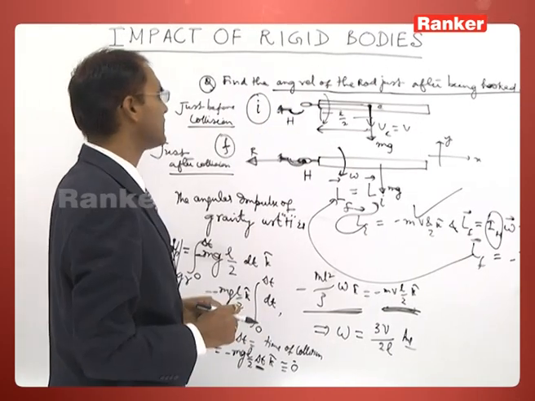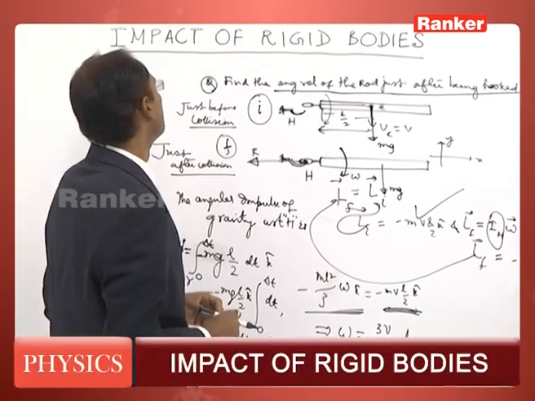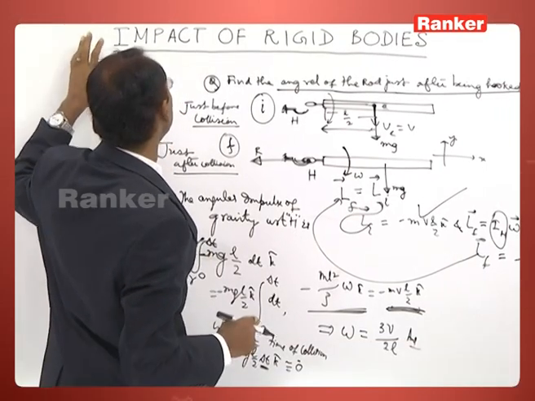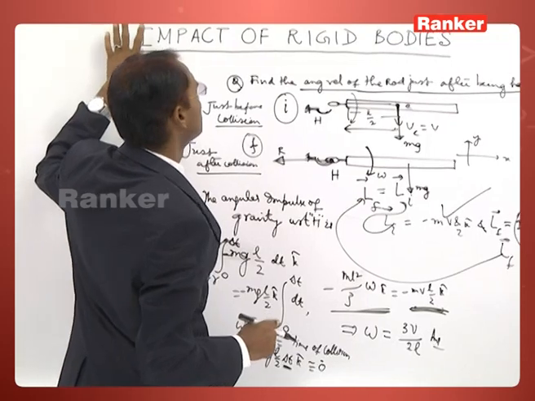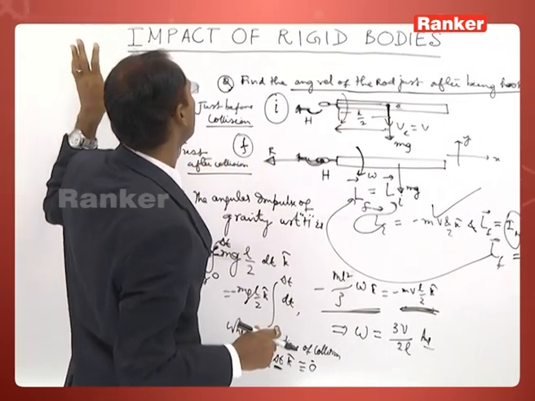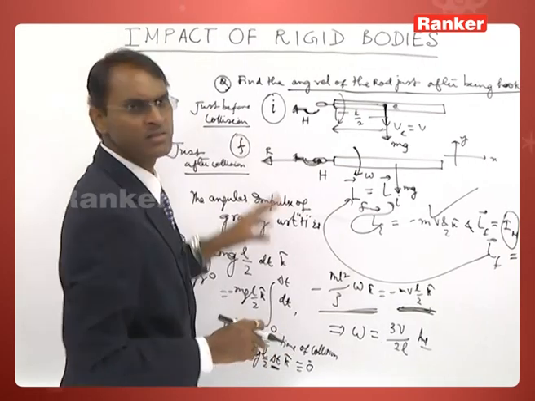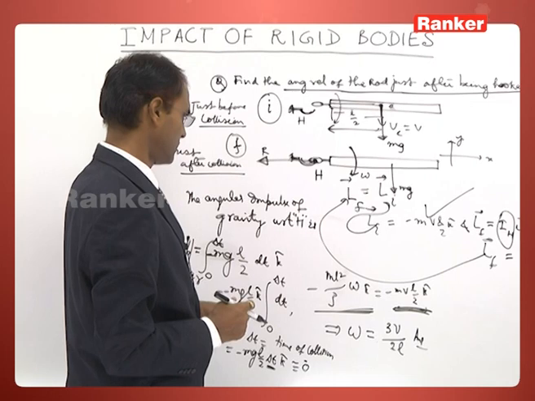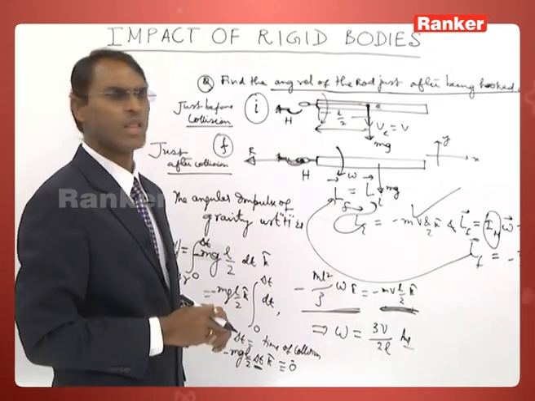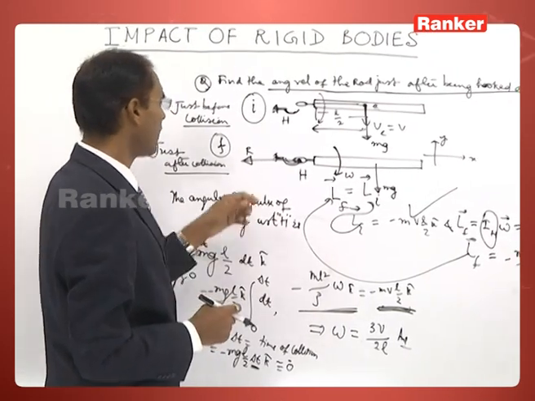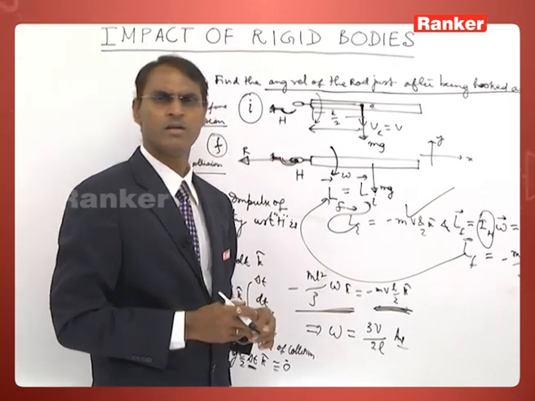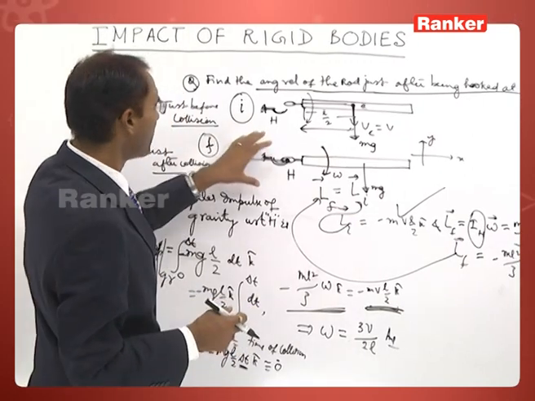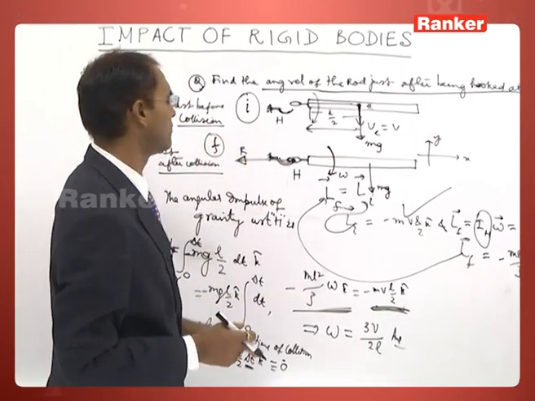So, this is a standard practice we adopt or we apply while we conserve the angular momentum of the rigid bodies during the impact or collision with others. So the basic equation is Newton's second law of rotation or impulse momentum equation in rotational form.